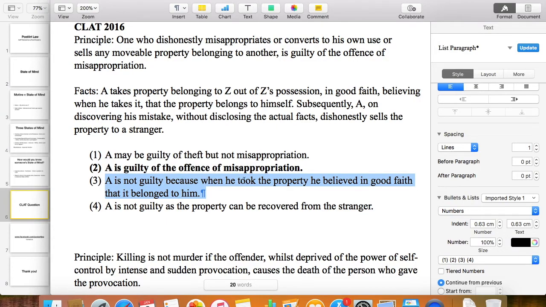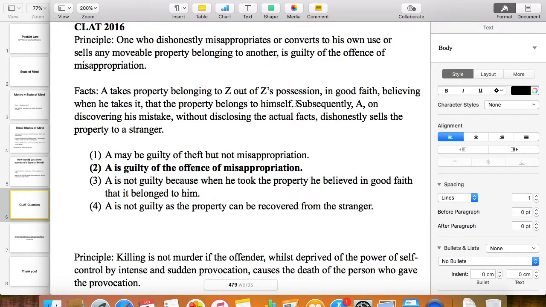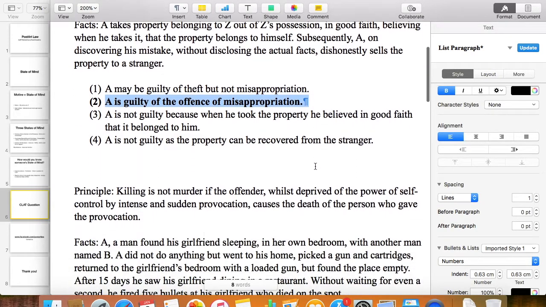Second, he's not guilty because when he took the property, he believed in good faith that it belonged to him. Okay, so up till this point, when he just took the property, A may not be guilty. But later we know that he sold the property dishonestly. So then A is guilty. So this is not the correct option, right? And fourth, A is not guilty as the property can be recovered from the stranger. Again, the principle never talks about recovery of property. So this is also unlikely to be the answer. So we can confidently say that our answer is the correct answer.